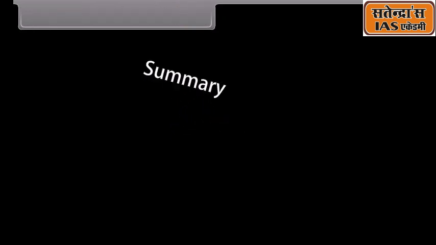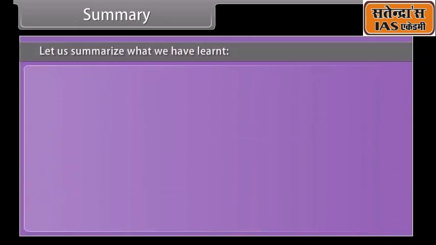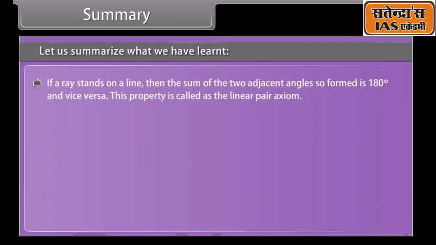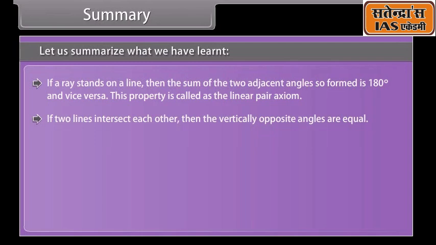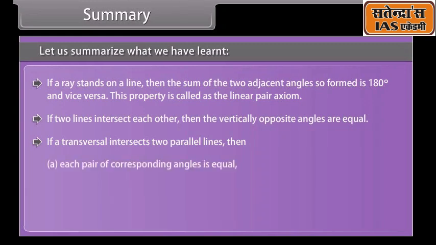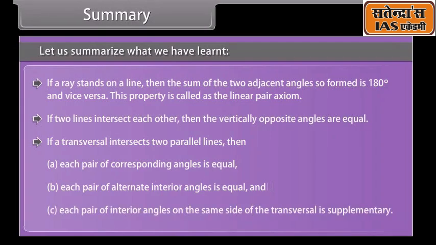Summary. Let us summarize what we have learned. If a ray stands on a line, then the sum of the two adjacent angles so formed is 180 degrees and vice versa. This property is called the linear pair axiom. If two lines intersect each other, then the vertically opposite angles are equal. If a transversal intersects two parallel lines, then each pair of corresponding angles is equal, each pair of alternate interior angles is equal, and each pair of interior angles on the same side of the transversal is supplementary.